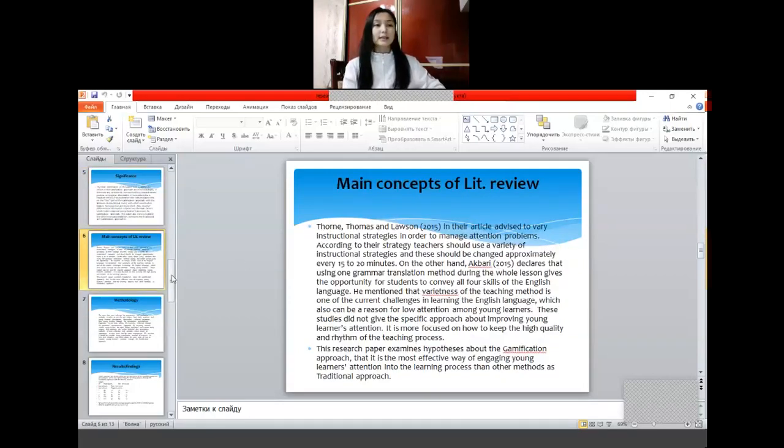And as I emphasized in the significance, the main concept of the literature review, which was done before my work in this field, is that there are a lot of works which show the positive impacts of the gamification approach. Some say that the gamification approach works well with young learners because integrating game elements is also a good reason to improve young learners' attention, and some researchers prove that, and this is what was done before my work.